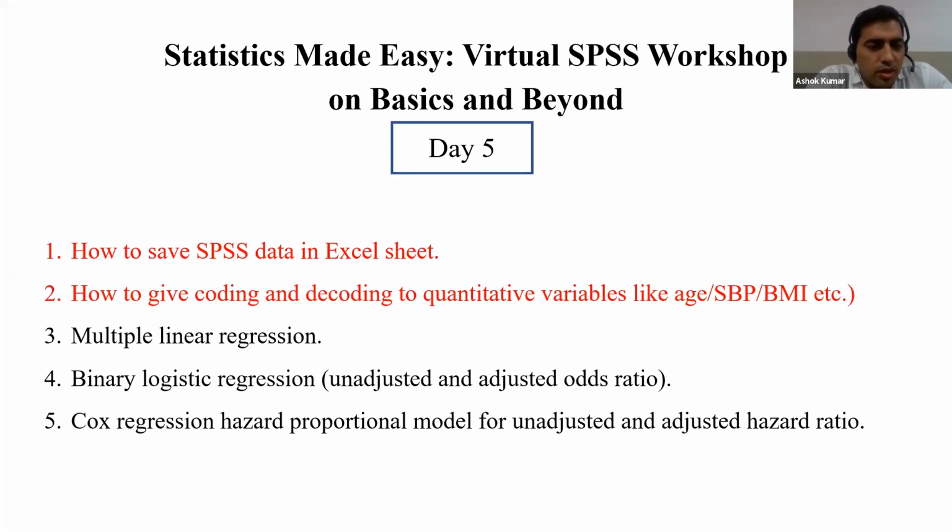I will give a demo, and also how to give coding and decoding to quantitative variables. On the fourth day we gave coding and decoding to qualitative variables, for example religion, groups, but not age, systolic blood pressure, BMI and other quantitative variables. Today we will discuss this, and then proceed to multiple linear regression, after that binary, and then Cox.